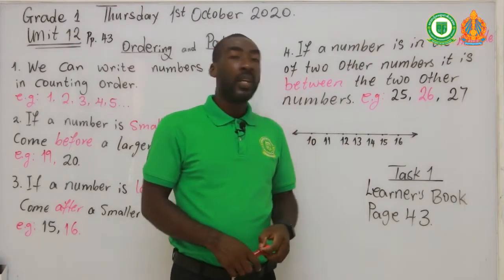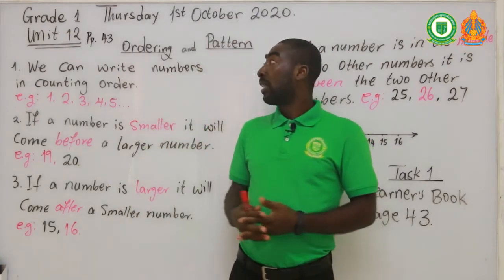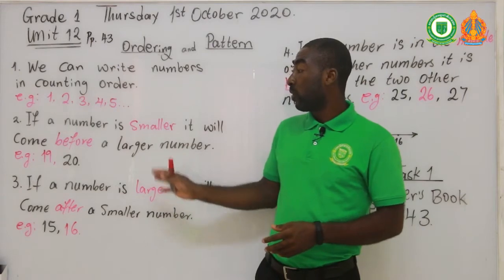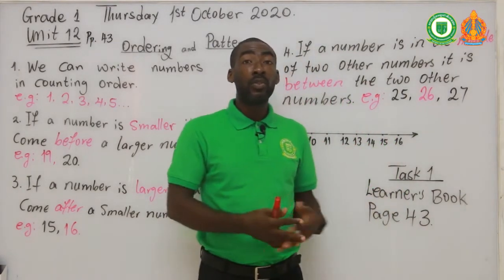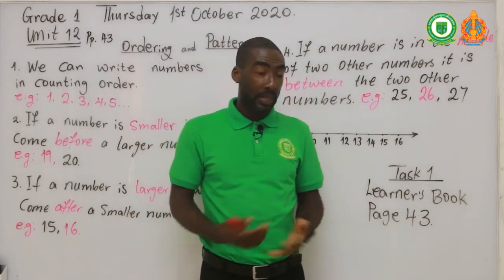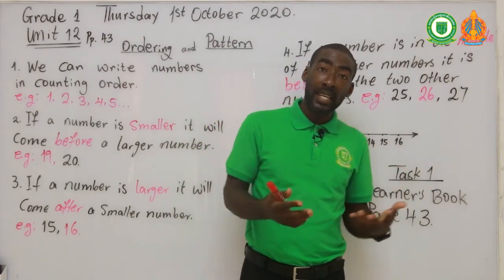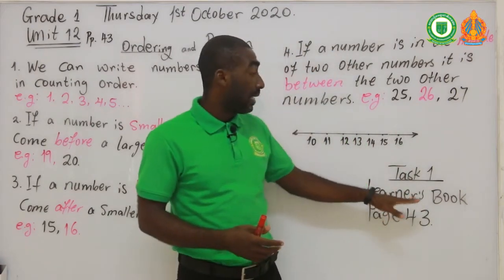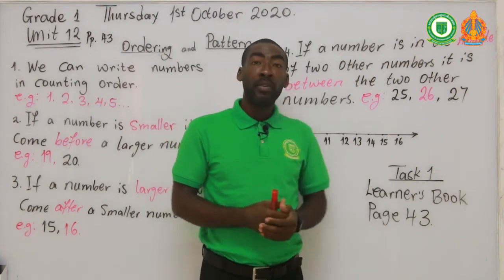Okay, so I believe you've now understood how you can do your smaller and your larger, and also that of a middle number. We will do an exercise on it from our learner's book, page 43.